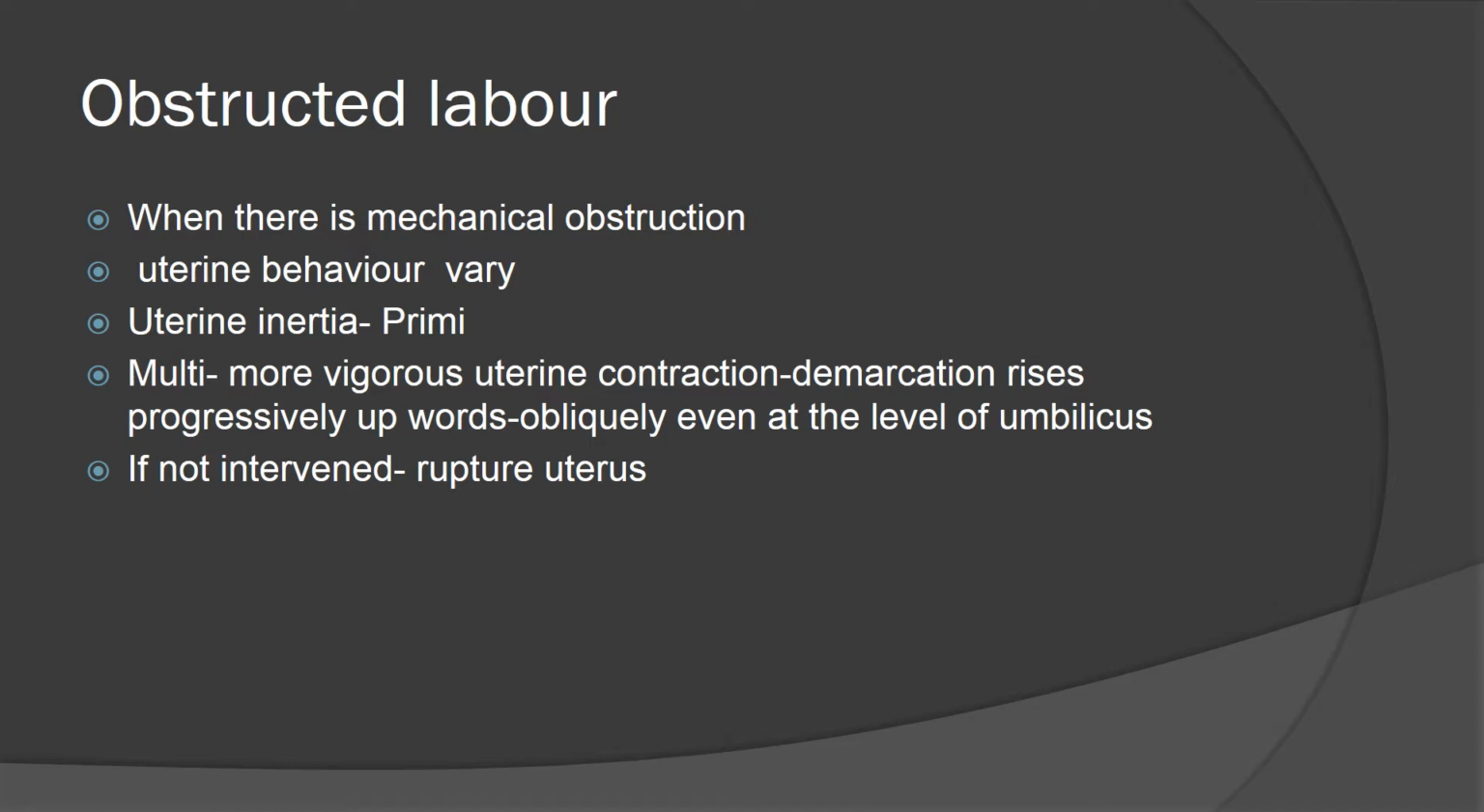So when there is a mechanical obstruction to the descent of the fetus, what happens next? The uterus may behave differently in different persons. In a primi, when the contraction is met with obstruction, the uterine contraction slackens, becomes weaker and weaker, and ultimately stops. What we call the uterus going for a secondary inertia.